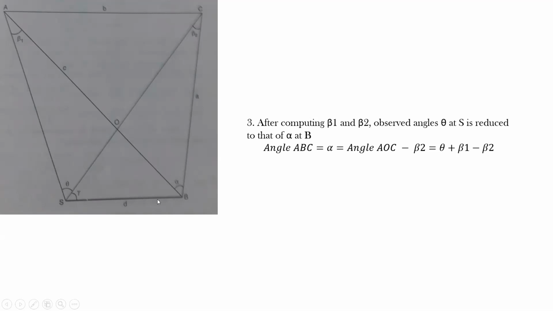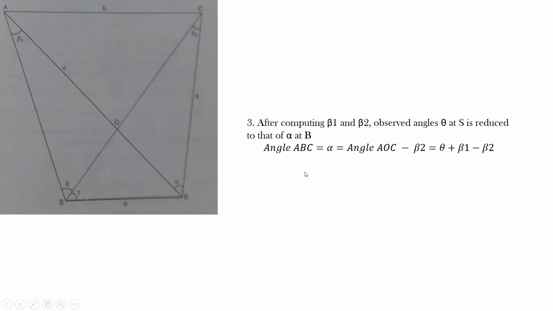Now the unknown over here is angle alpha. So angle alpha will be equal to angle AOC minus beta 2. But in order to find out angle AOC, the other components that I know is beta 1 and theta. Similarly, just like the previous case, angle AOC will be equal to beta 1 plus theta. Substituting that in the equation, alpha will be equal to theta plus beta 1 minus beta 2. The case does not end over here.